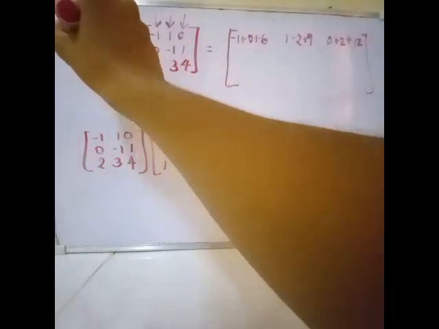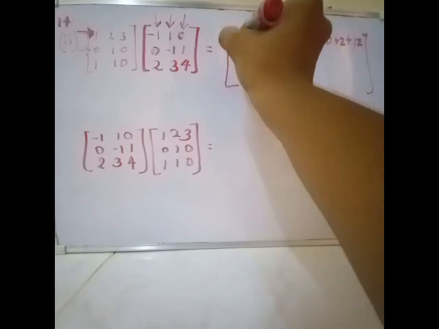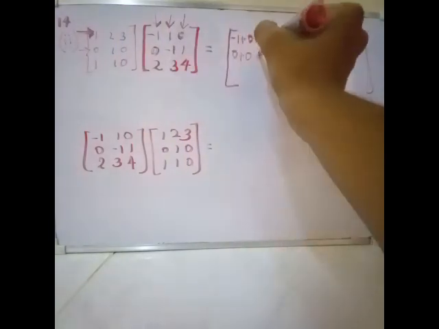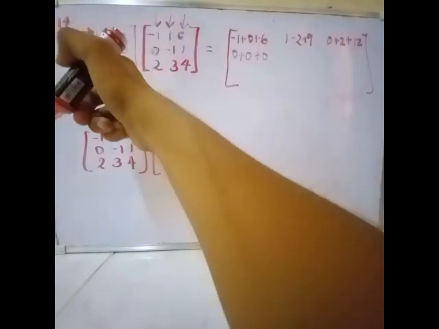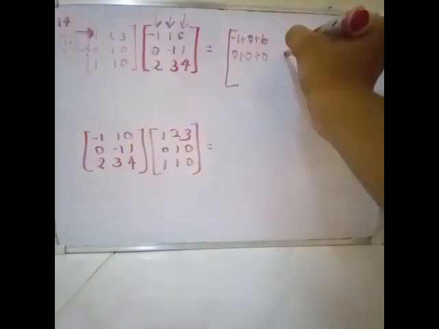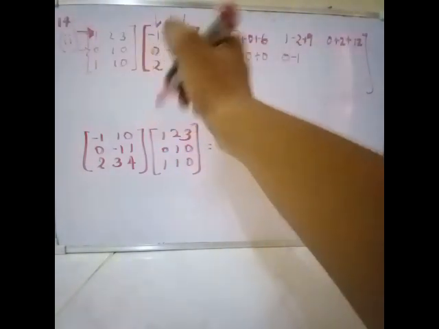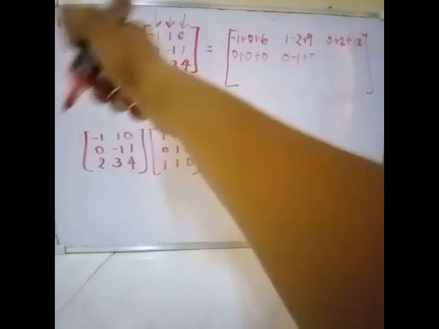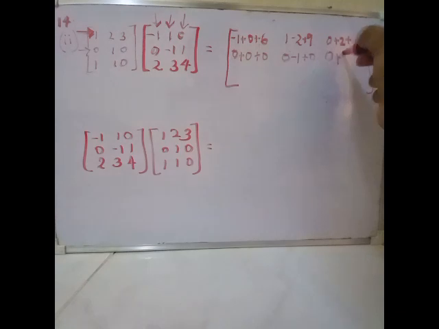Now going to the second row with each column, right? 0 times negative 1 would be 0, 1 times 0 would be 0, and 0 times 2 would also be 0. Next, second row with second column, 0 times 1 would be 0, then 1 times minus 1 would be minus 1, and 0 times 3 would be 0. Now second row with the third column, 0 times 0 would be 0, and 1 times 1 would be 1, and 0 times 4 would be 0.